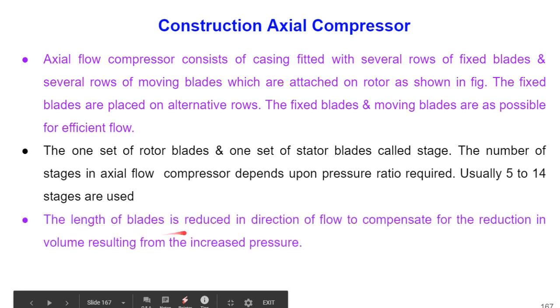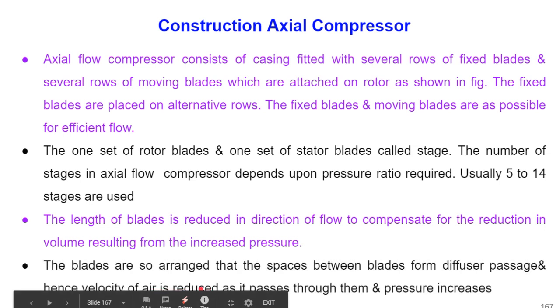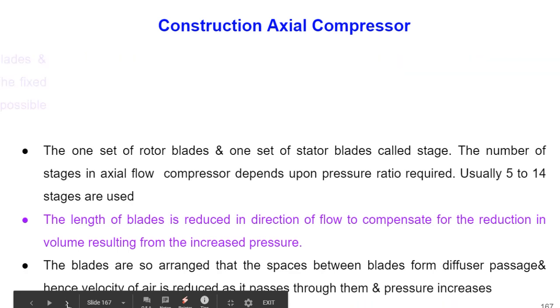The length of the blade is reduced in the direction of flow to compensate for the reduction in volume resulting from an increase in pressure. The blades are so arranged that the spaces between the blades form a diffuser passage, hence the velocity of air is reduced as it passes through them and pressure increases.